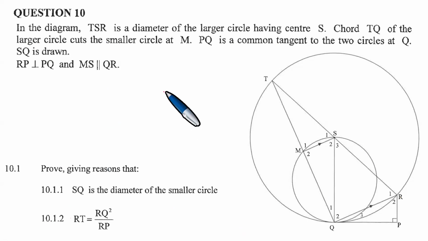How do you prove that SQ is the diameter of the smaller circle? What are we supposed to look for? What do you think? You have 2 minutes. So I think we need to find M2 as an angle. And then from M2, you can say angle at the center is 2 times angle at the circumference.